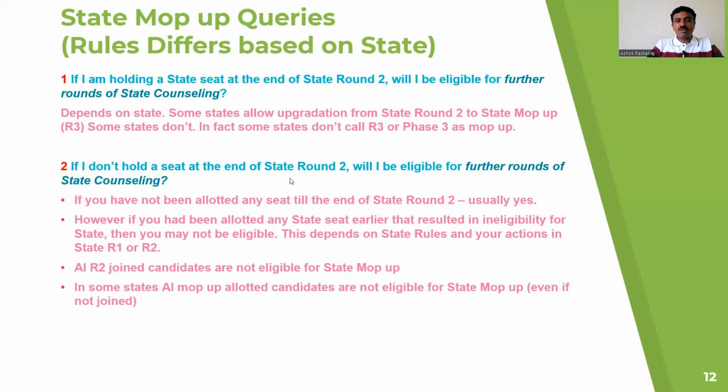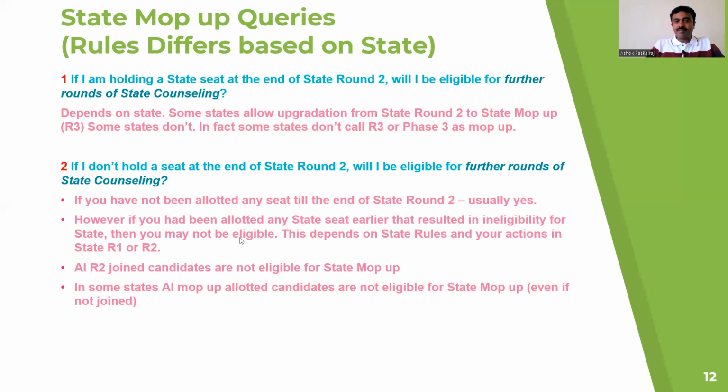So let's say I don't hold a seat at the end of state round 2. Will I be eligible for further rounds of state counseling? That also depends. Let us say you don't hold the seat at the end of state round 2, but you were actually allotted a state round 2 seat, joined and resigned. In that case, you may be ineligible. If you have never been allotted a seat till the end of state round 2, yes, you would be eligible. Usually somebody who is not allotted at all from his or her choices and wants to move on to the next round will be eligible.